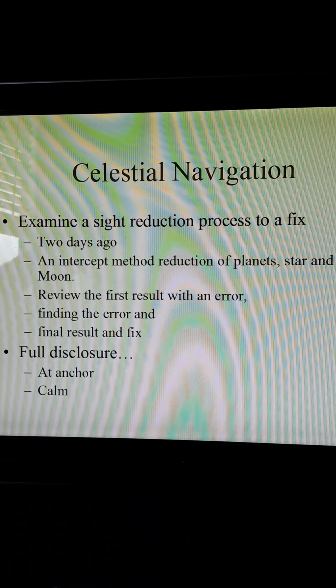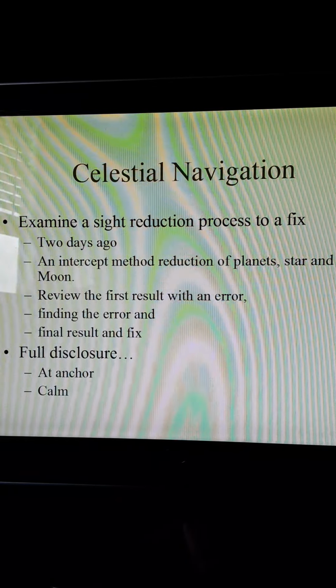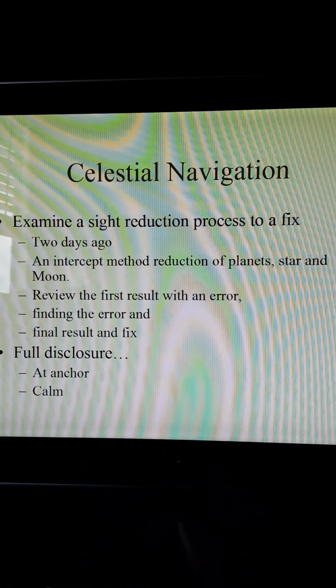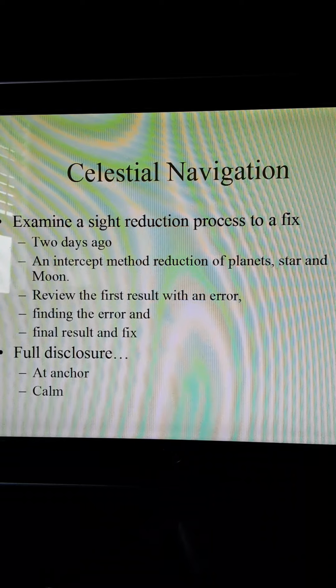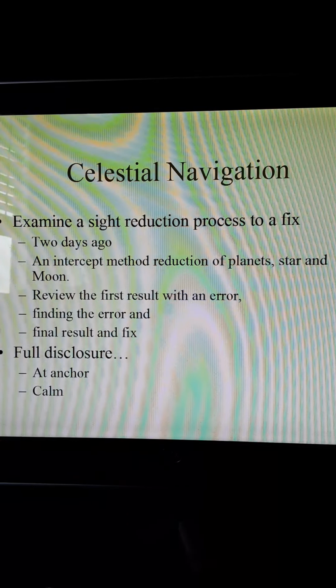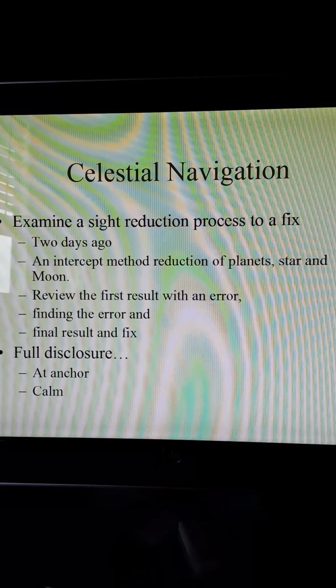Now, what are we going to do? We're going to look at the sight reduction process to a fix. I did this 2 days ago. It's the intercept method of reduction of planets, stars, and moons to a fix. I'm going to show you where I made a mistake, how I found my mistake, and the final result.